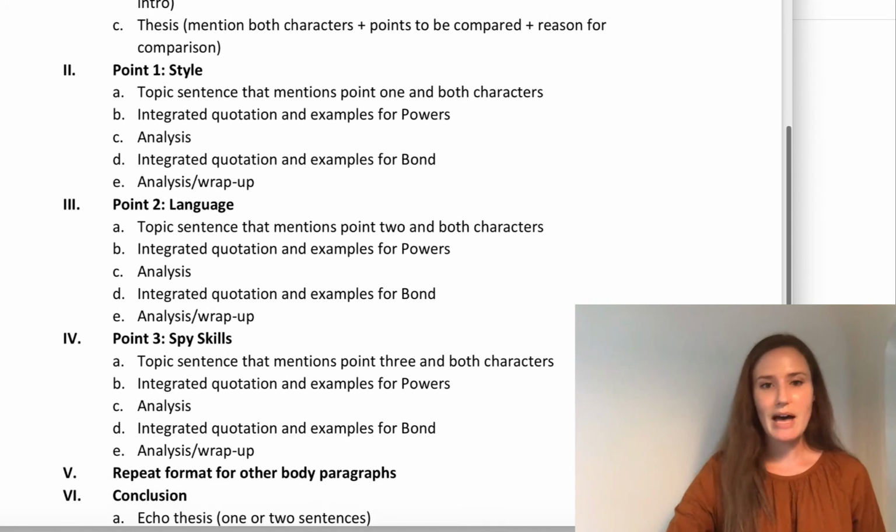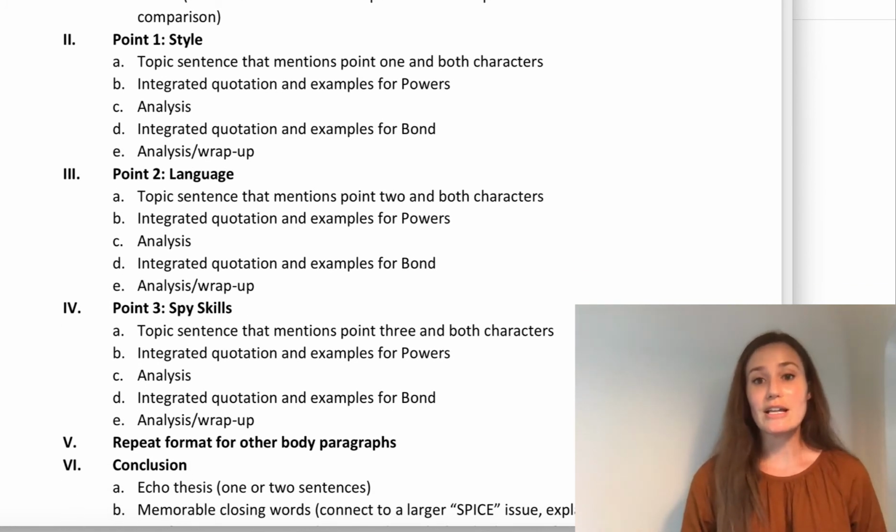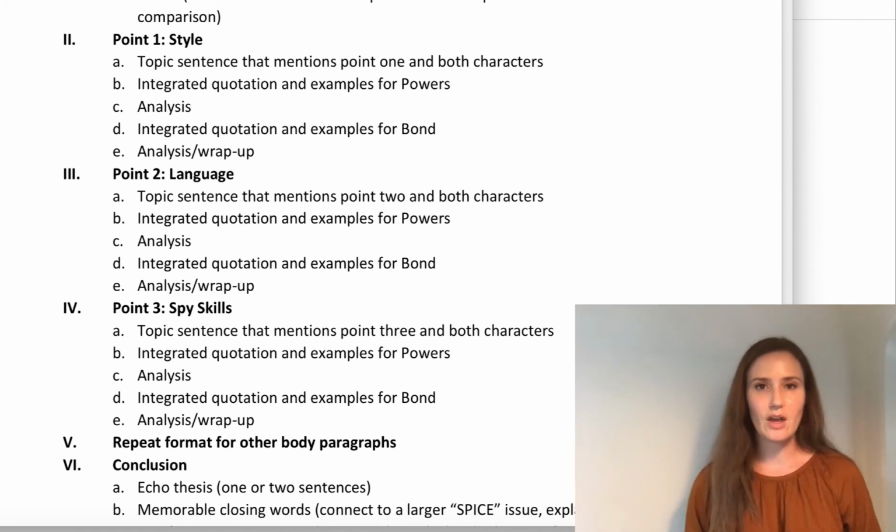Same thing, spy skills, right? Maybe I want to talk about how even though they're both spies, they're very different, right? One is really sophisticated with his weaponry or with his ability to read other people, the other not so much. So I'd have one quote for Powers, one for Bond, using that same order throughout the entire essay.